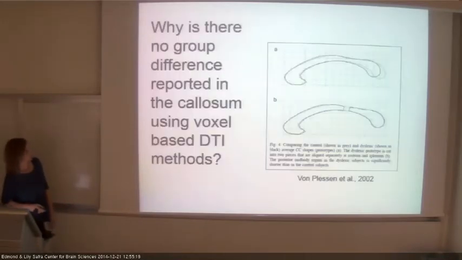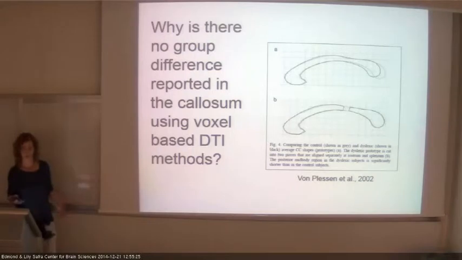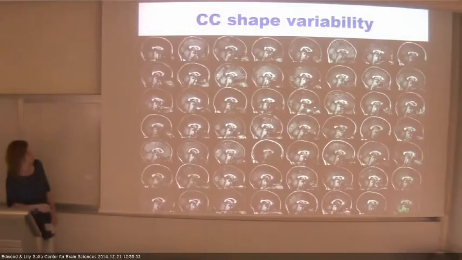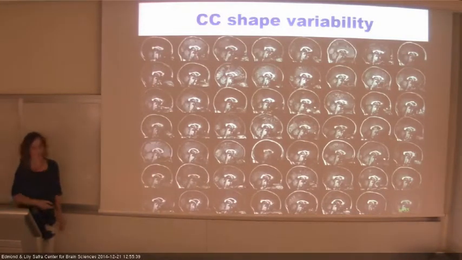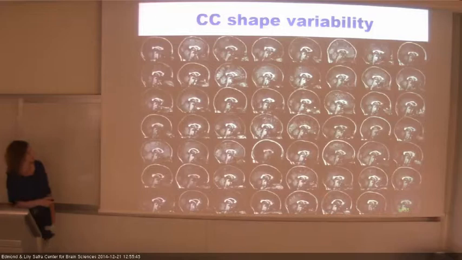You might ask yourself why. The callosum is actually a place where we have very strong signal in diffusion imaging. It's an ideal place to test hypotheses. People enjoy that area very much these days. And yet, when you look at this figure, it might help you see that there might be huge variability in the shapes of corpus callosum across individuals.